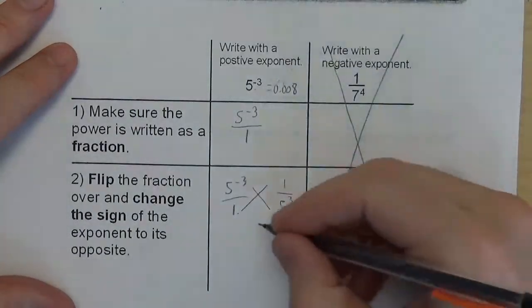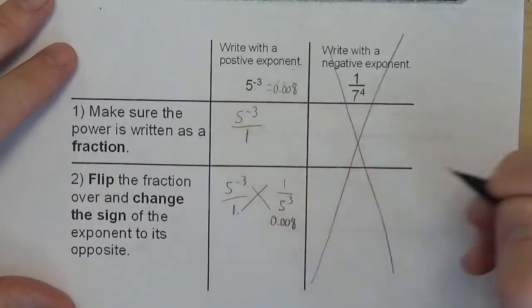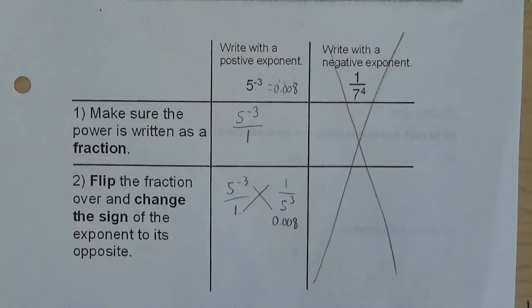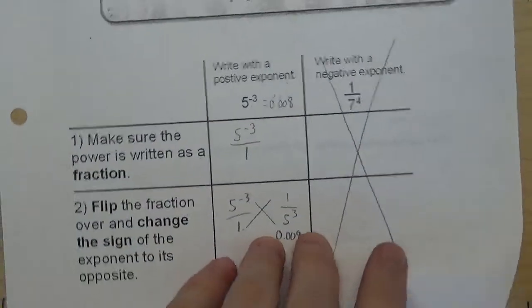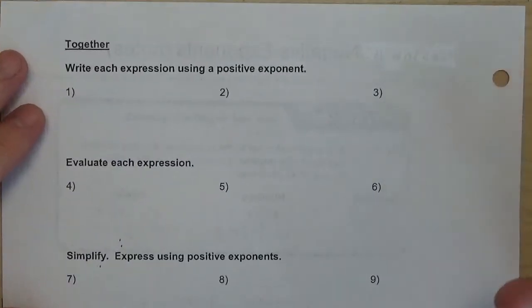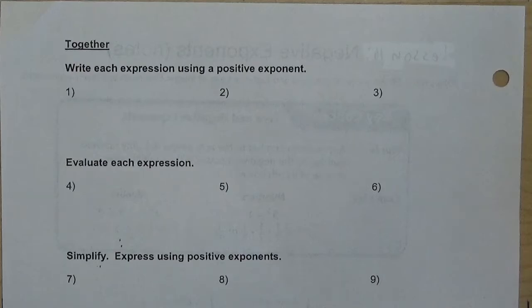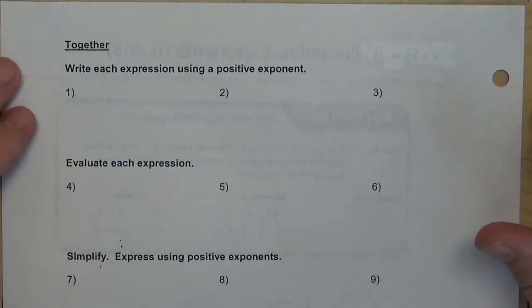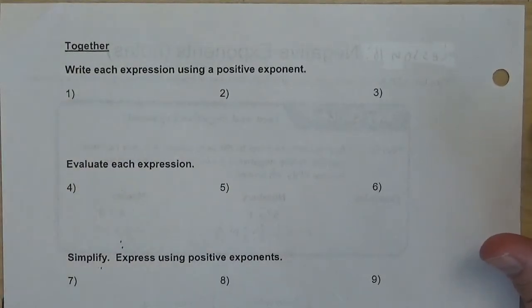So they come out to equal the same thing. That's good. We wanted to change it to a positive exponent, but not change the value of the number. So go ahead and flip over to the back, and we're going to do a little bit of practice with this. We're going to be doing some different things with negative exponents is what we're going to focus on today. So we're going to start by writing each expression using a positive exponent.